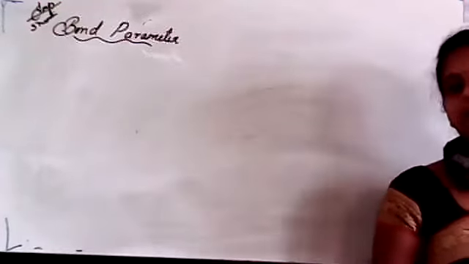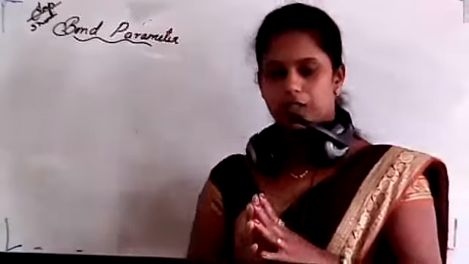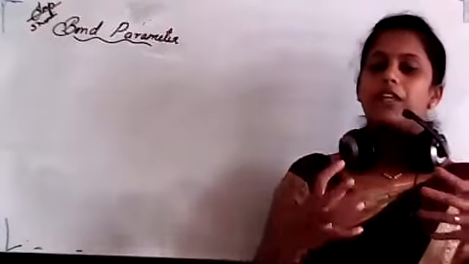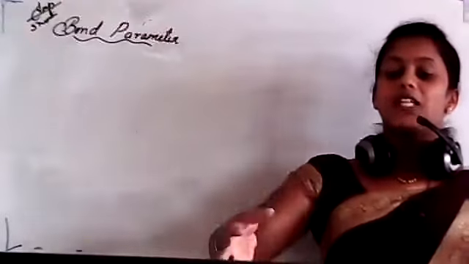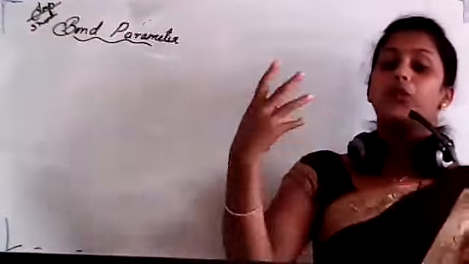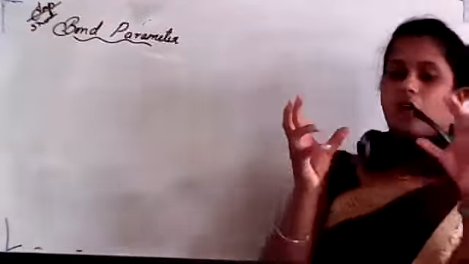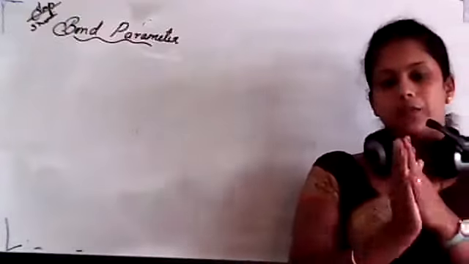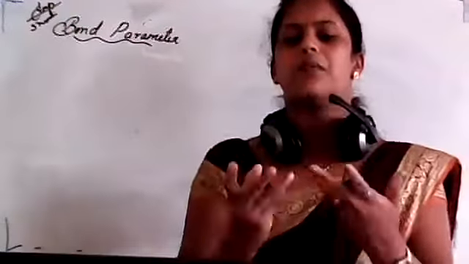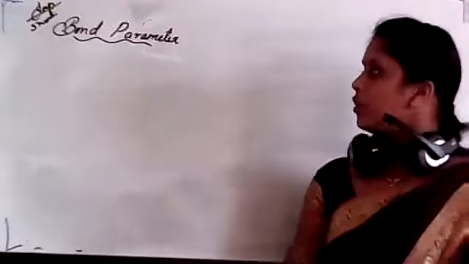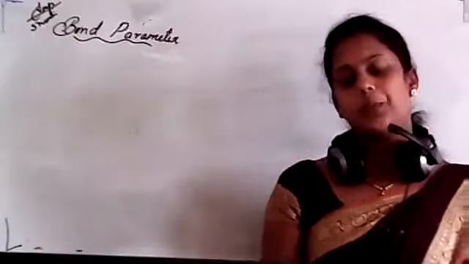So we know a bond is nothing but a force of attraction between two constituent atoms or ions, isn't it? So if there is a force of attraction between any two atoms or any two ions or any two molecules, in that case it is known as a bond. Covalent bond, ionic bond, or simply chemical bond, isn't it? So what are the bond parameters?